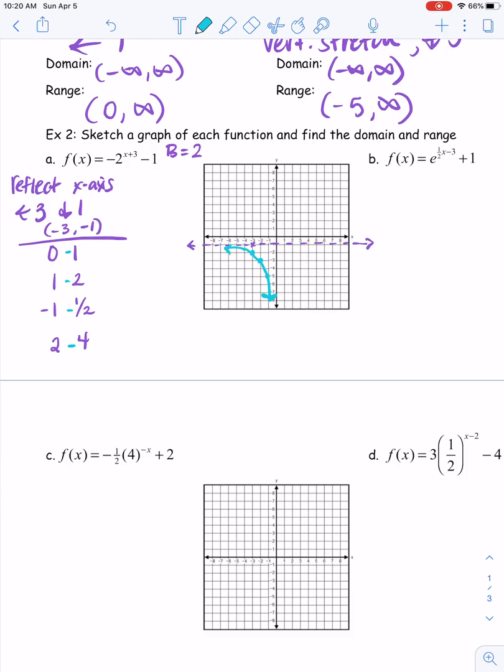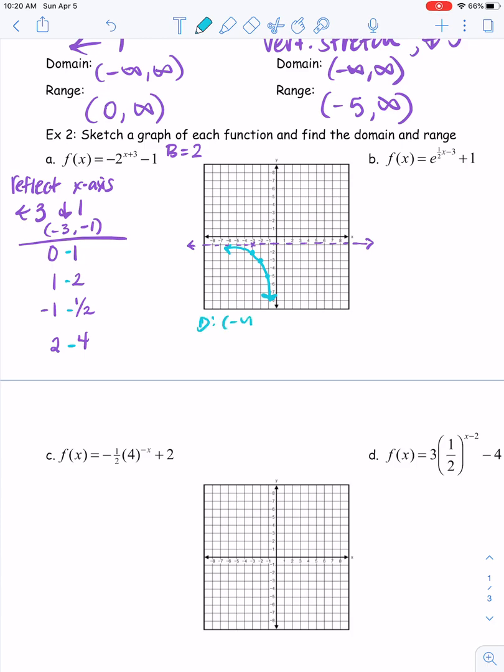Okay. And I like to always go back and ask myself, what would this have looked like if it was just 2 to the x power? Now, shift it left, shift it down, reflect it. Am I seeing my blue graph? Absolutely. Okay, I also want to list out the domain and the range.